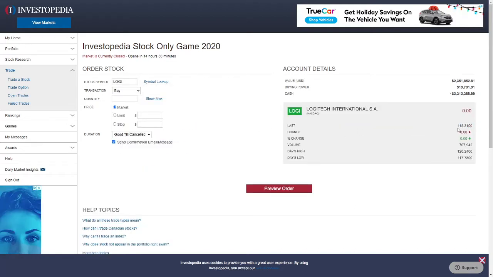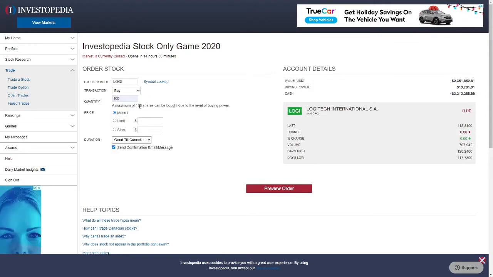Last is $118, and you just put the quantity. I'm going to buy like 100. Or you can show max, so you could buy 166 shares with your buying power. Your buying power is how much money you can spend, and your cash is how much money you have, just all the cash you have. Now the value of your account is all the stocks combined, the profit, and all that stuff, basically.